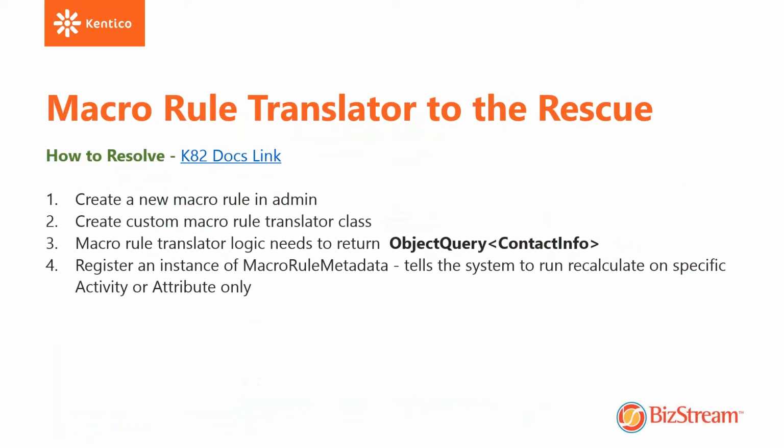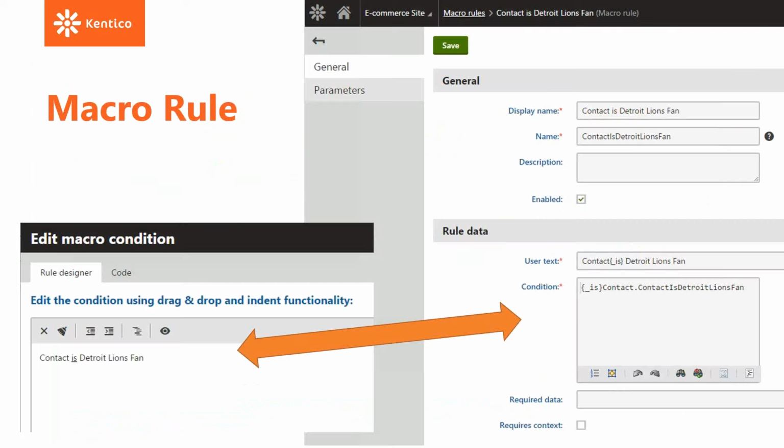Luckily, Kentico 8.2 added something called a macro rule translator. As long as you do it in a better way, using a standard macro rule and then translating it to not go one at a time through each contact, but instead look at all of them in one shot in a much more efficient way, that's the goal. That's what this new technology in Kentico 8.2 gives you. I'm going to show you that by defining a standard macro rule, contact is Detroit Lions fan, and using it in the designer, not by doing it in code in one-off scenarios. This can go much, much faster.